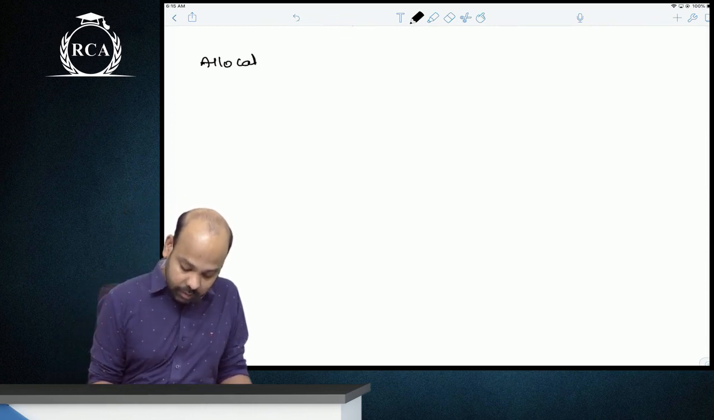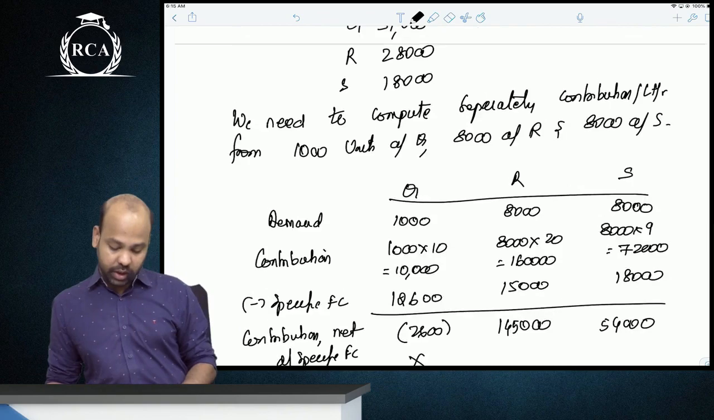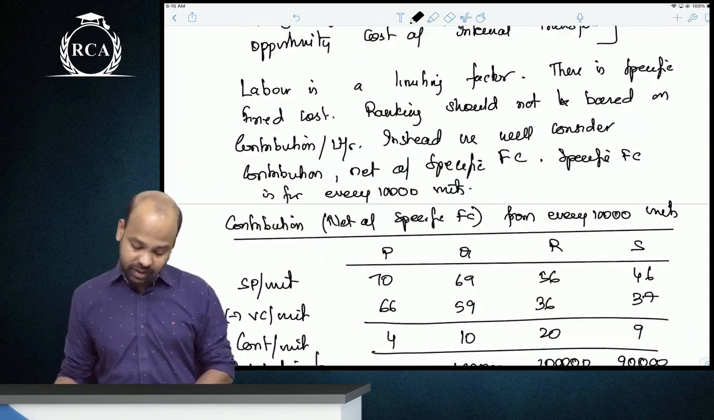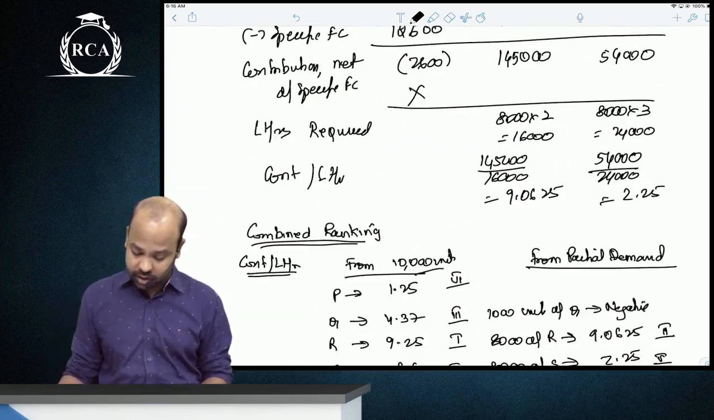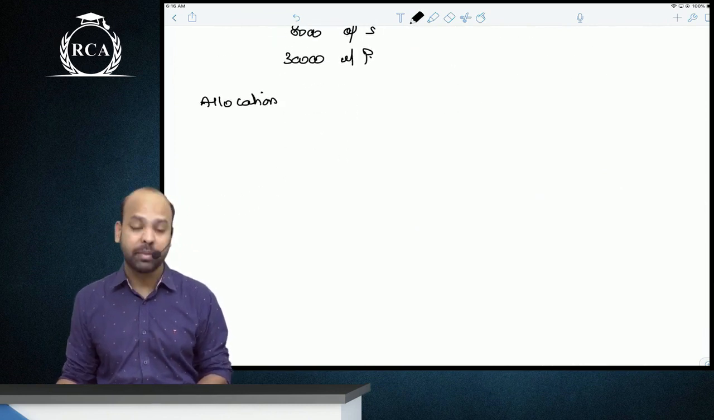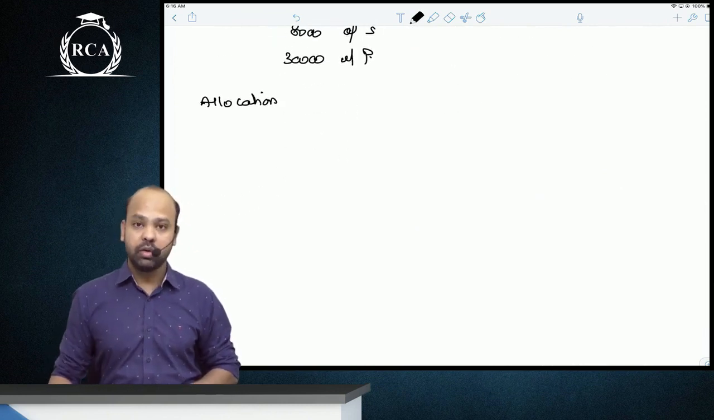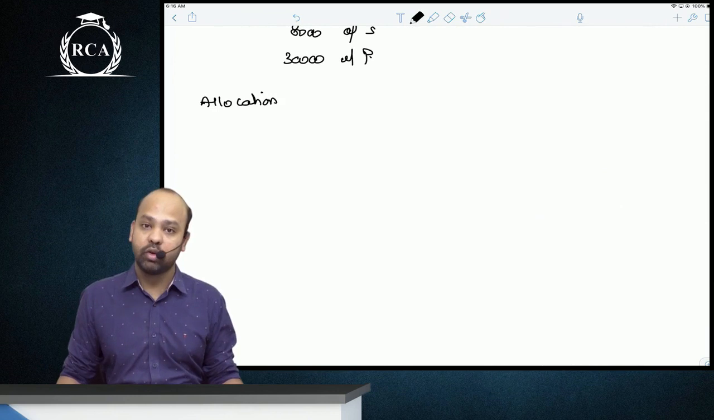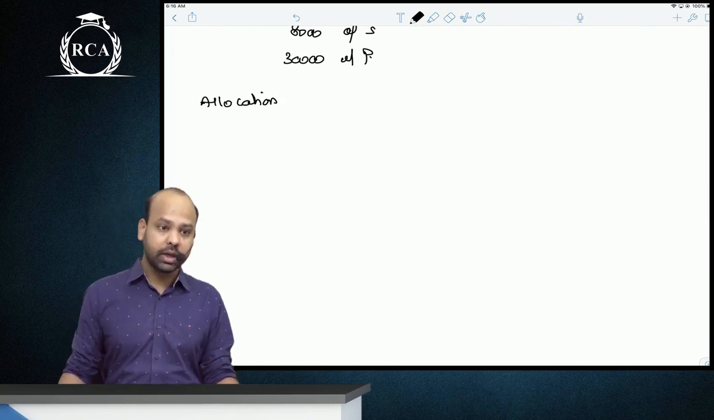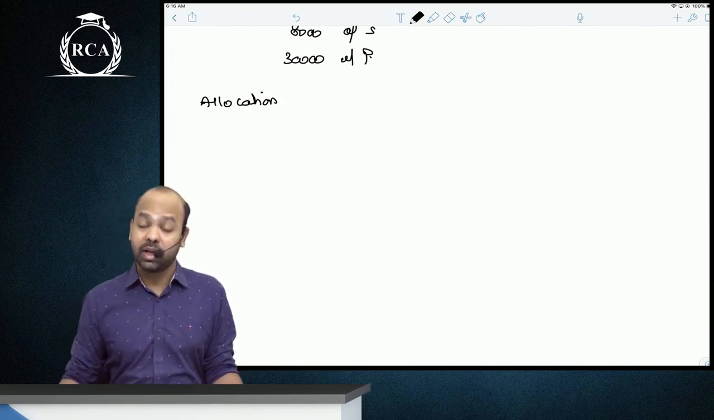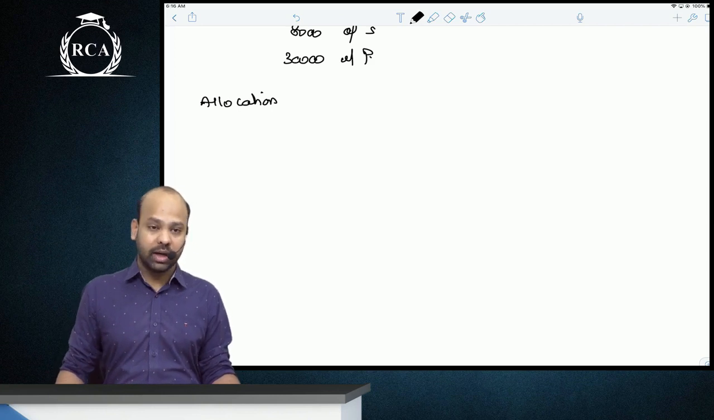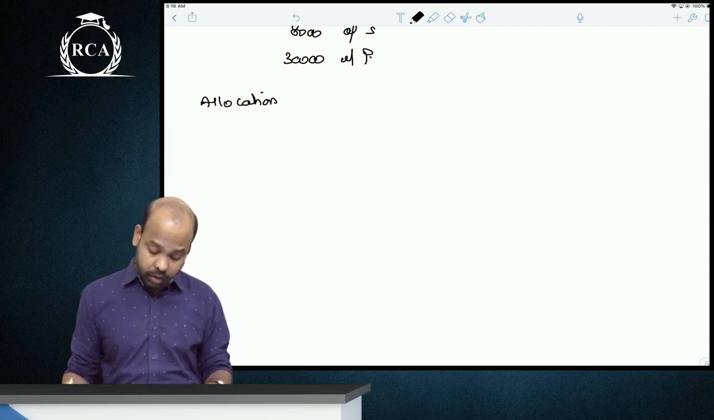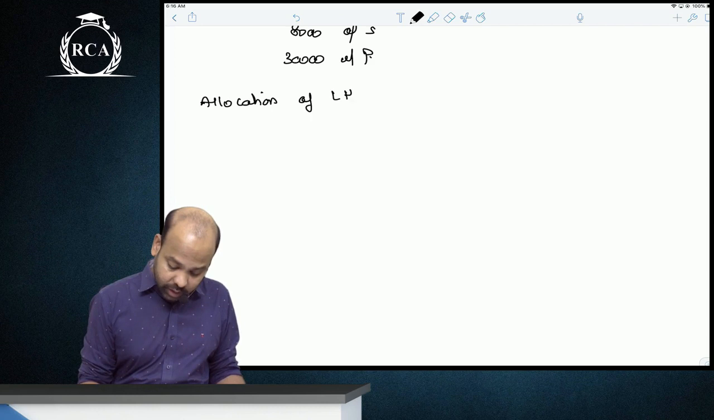Now let us allocate labor hours. I suggest that in case you forgot the question, or you're doing it after a considerable gap, do pause the video, first go through the question, go through the solution that we did so far, and then continue. It will hardly take 5 minutes, but do pause so that you understand the remaining part as well. So the next step here is allocation of labor hours.